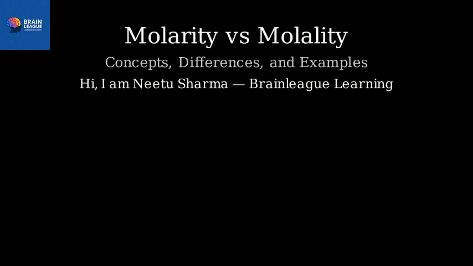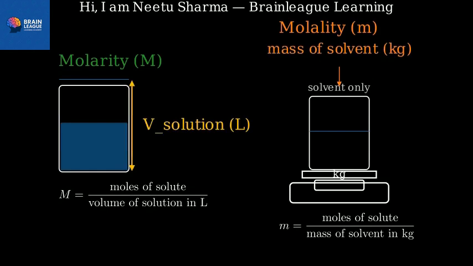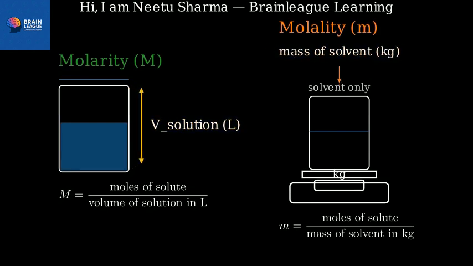In this video, we will build a strong visual understanding of molarity and molality, see the key differences, work through examples, and learn when to use which. Let us start with precise definitions. Molarity, pronounced M, is moles of solute per liter of solution. Molality, pronounced m, is moles of solute per kilogram of solvent.